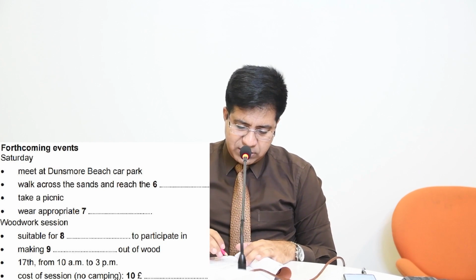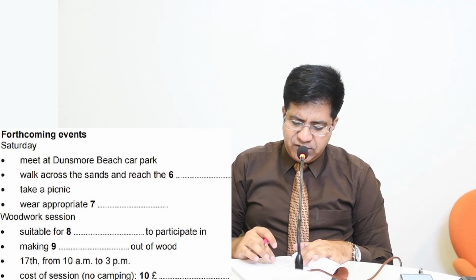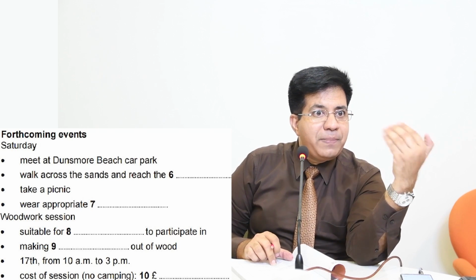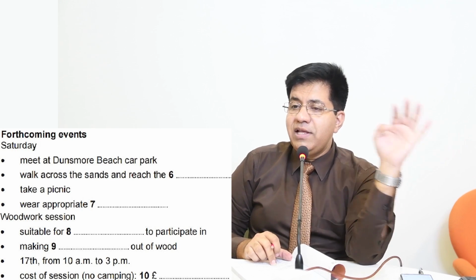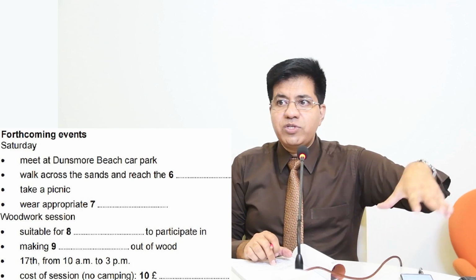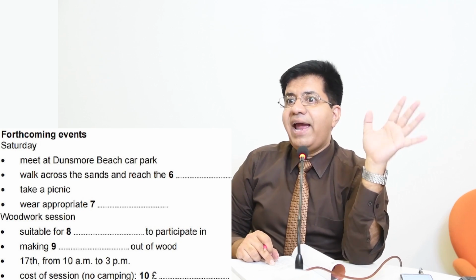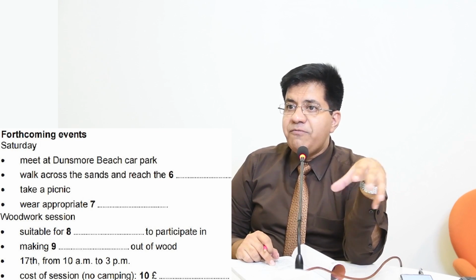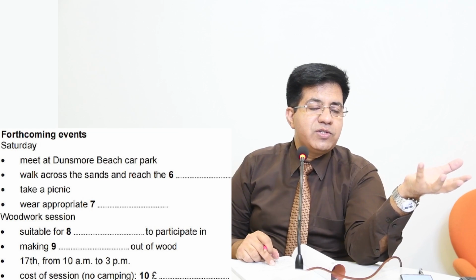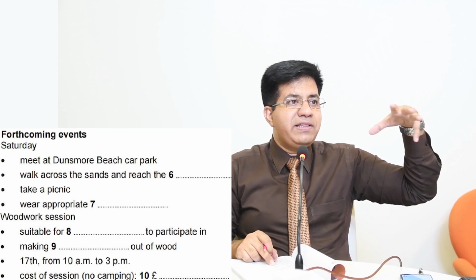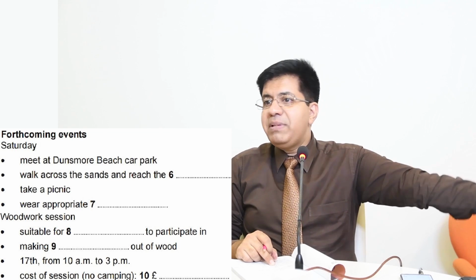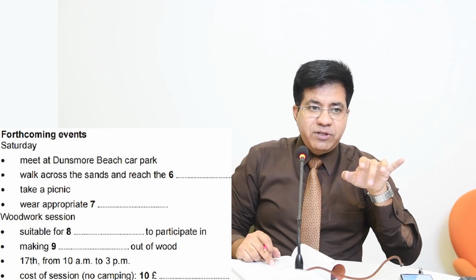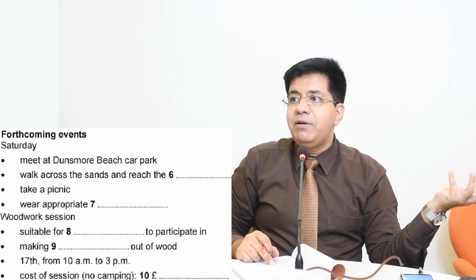Next, question number 6. Walk across the sands and reach the dash. Now listen, you will walk across the sand and reach some place. For example, reach the castle. There is a castle, you will walk across the sand and you'll reach the castle. So reach the dash means the destination. Okay, or after walking through the sands where you are going to reach, that will be the answer. Say, if they say you will have to walk through the sands and then you will reach the beach. So answer is beach. Okay, and for reach, they will not use reach, they will use any other word. But just keep in mind, after walking through the sands, where will you go? That will be the answer.